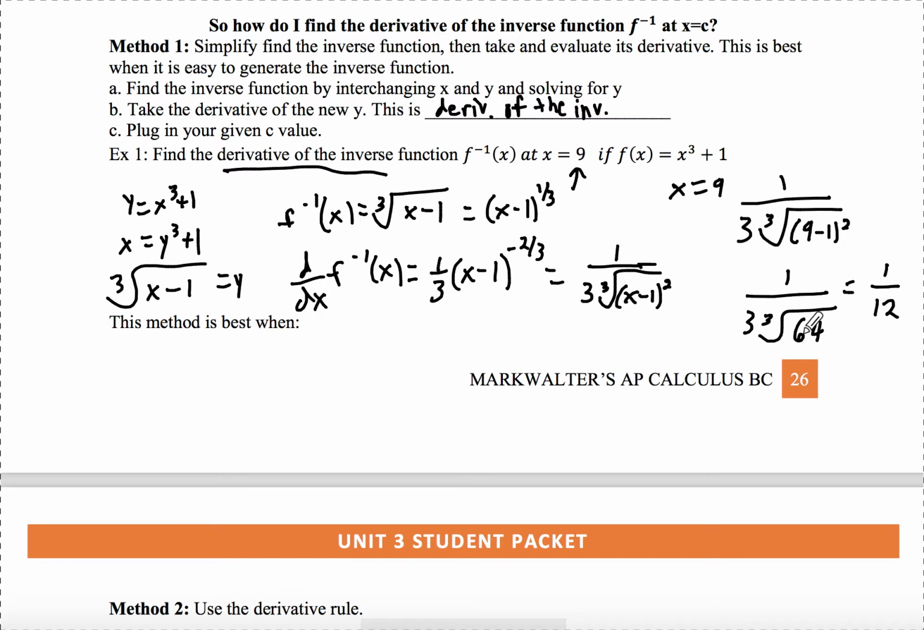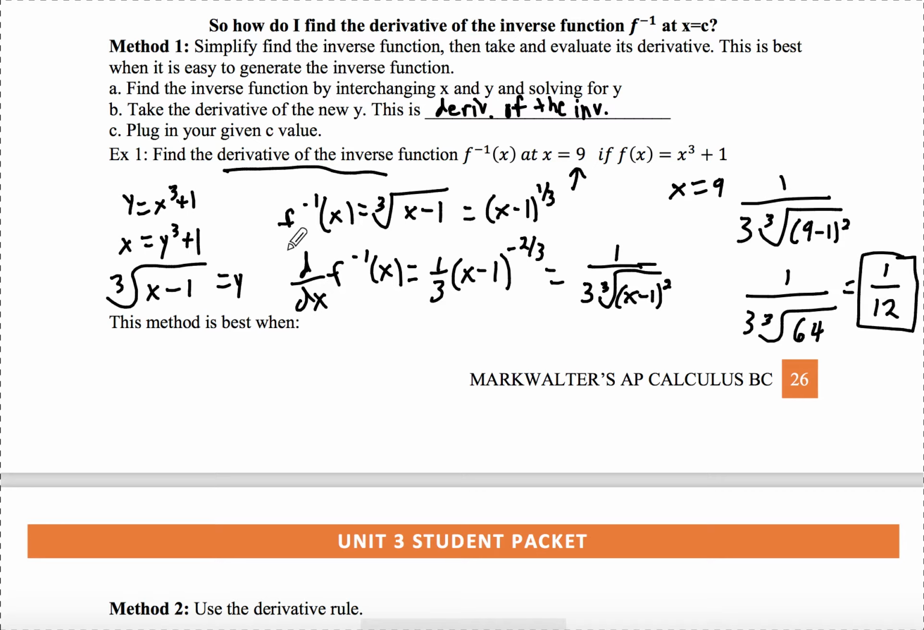All right. If you recall, you can also take the cube root first and then square things. So this would be the cube root of 9 minus 1, which would be 8. Cube root of 8 is 2, squared is 4. 4 times 3 will give us 12. And there we go. There is the derivative of the inverse function at 9.